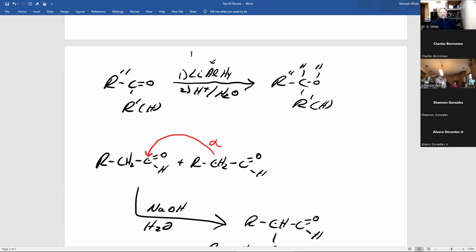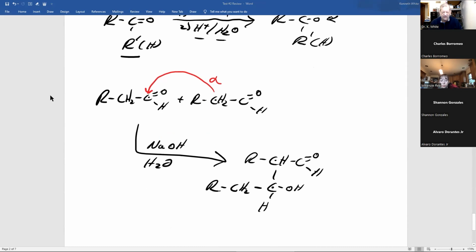And if you take an aldehyde or ketone, react it with lithium aluminum hydride and second step acid and water, you get the same product. You break the pi bond between the carbon and oxygen, and each atom of the carbon-oxygen double bond gets a hydrogen. Now, this will only attack carbonyls. It won't attack carbon-carbon double bonds. So that's why it's a useful reagent.